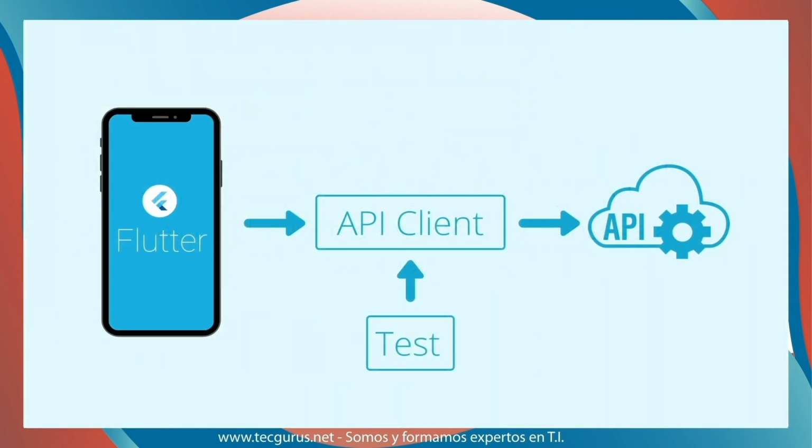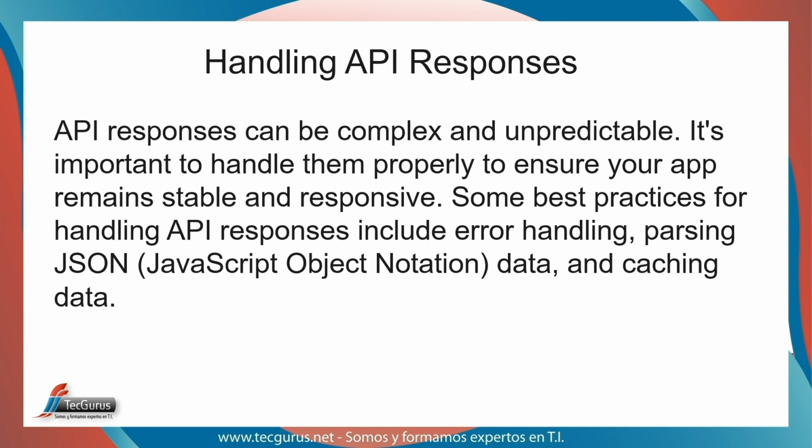This picture represents how a Flutter application communicates with a REST API to retrieve or get data. As we progress, we'll come to realize that API responses can be complex and unpredictable. Handling these responses correctly is paramount for maintaining a stable and responsive app. Our journey will include exploring best practices such as effective error handling, the art of parsing JSON, and the advantages of caching data.